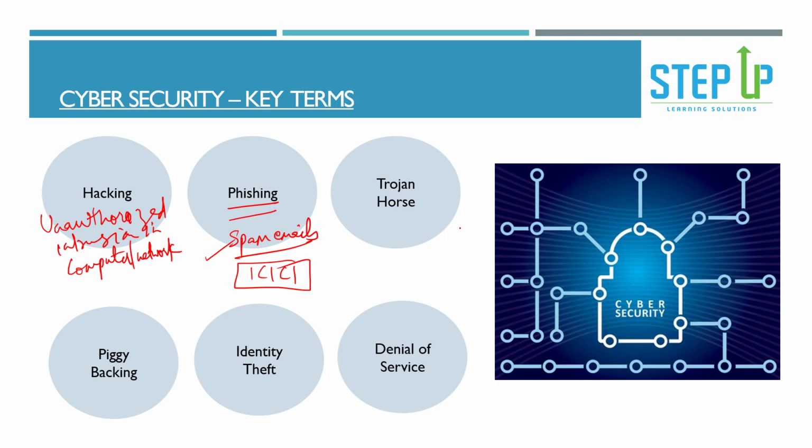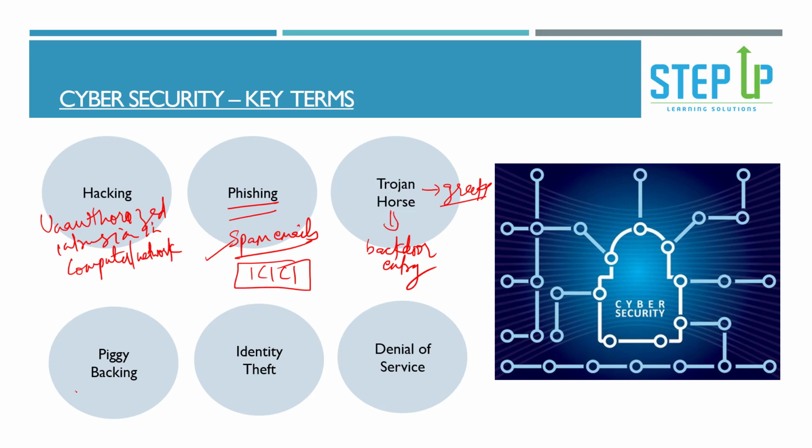Now Trojan horse. This goes back to the time when the Greeks entered into the city of Troy. What happens here is that it looks like a genuine application, but it's like a Trojan horse. You have to understand it like a backdoor entry, right? That means you are allowing somebody unauthorized a backdoor entry into your computer, and they may take your confidential personal information and share it with others.